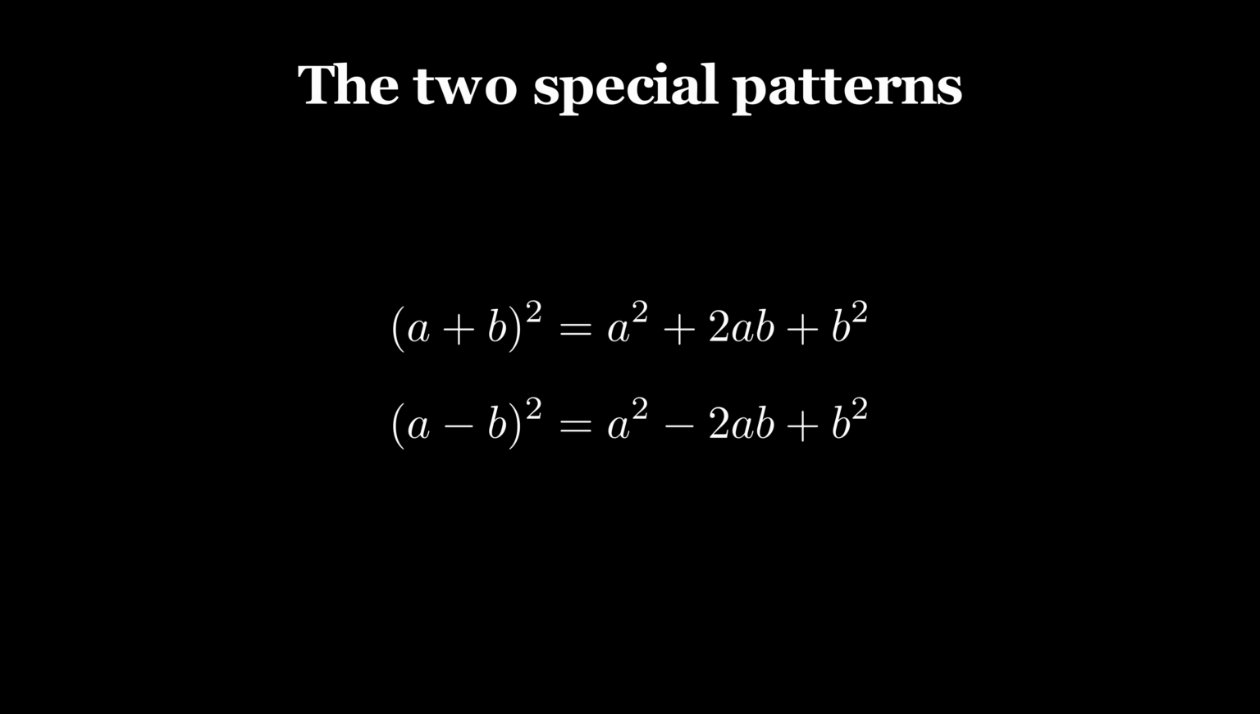The first pattern is (a + b)² = a² + 2ab + b². The second pattern is (a - b)² = a² - 2ab + b². We use these over and over when we square binomials.